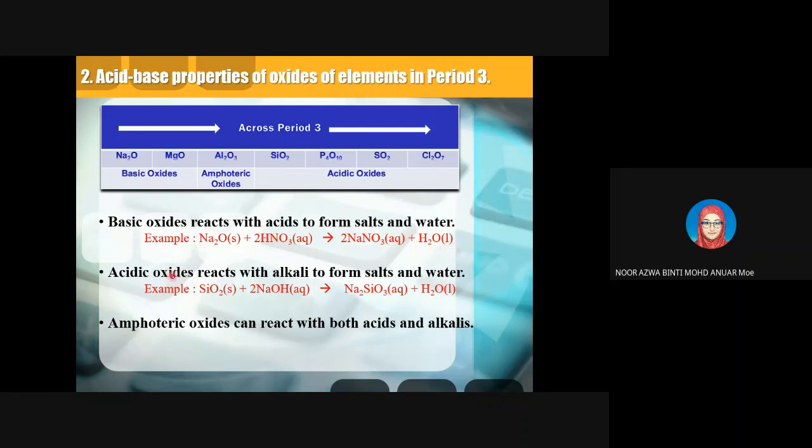Yang kedua, kalau acidic oxide, ni tadi untuk yang base. If acidic oxide reacts with alkali, dia juga produce salts and water. Contohnya kat sini silicon dioxide plus sodium hydroxide, dia akan produce apa? Garam jugalah, sodium silicate, sejenis garam juga, and water. Okay, but amphoteric yang tengah-tengah aluminium ni, amphoteric oxides can react with both acids and alkalis. Dia boleh react dua-dua.